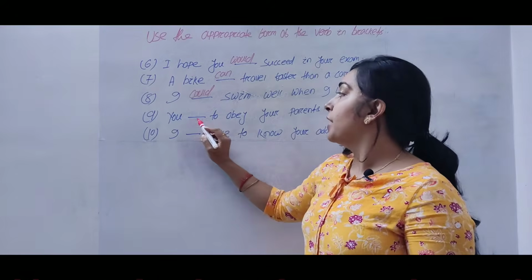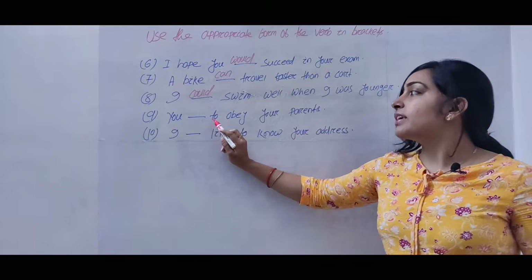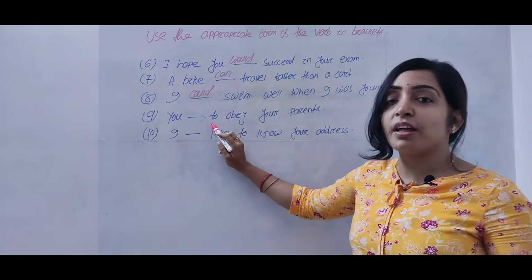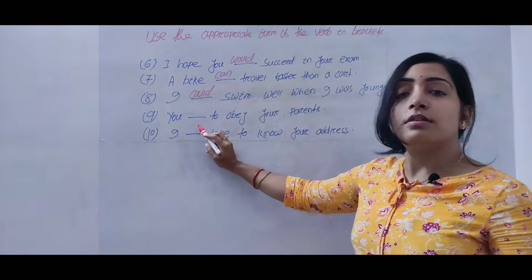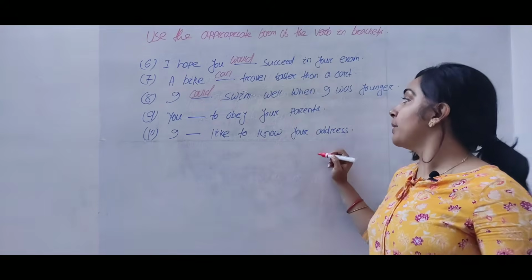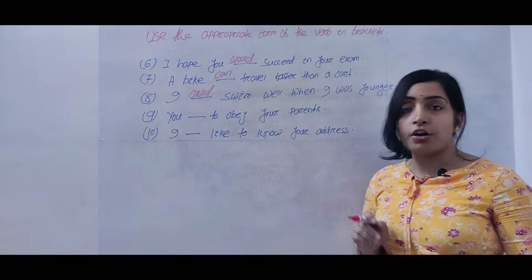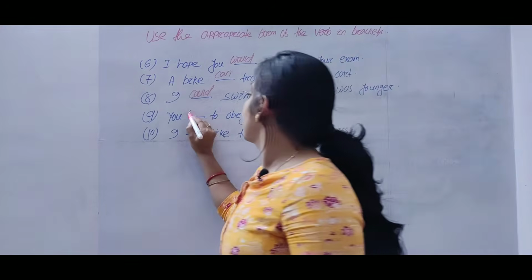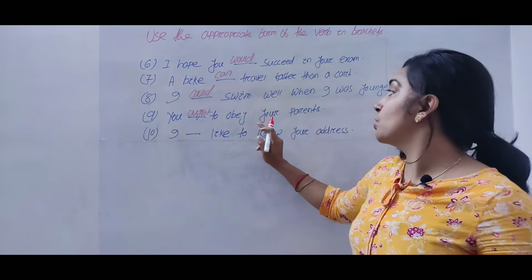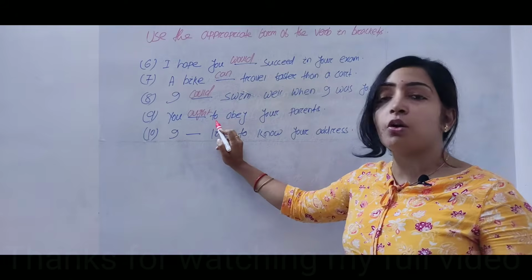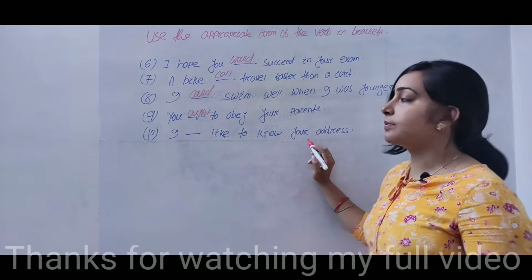Next sentence, you dare to obey your parents. First thing, here "to" is there. Which modal do we have to use? Ought to. You ought to obey your parents. That means it is your obligation or duty. If "to" is not there, you can say you should obey your parents.